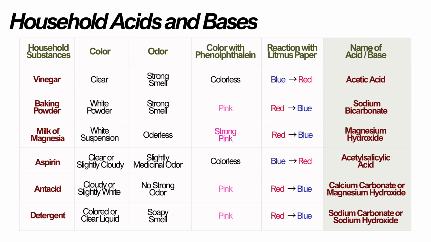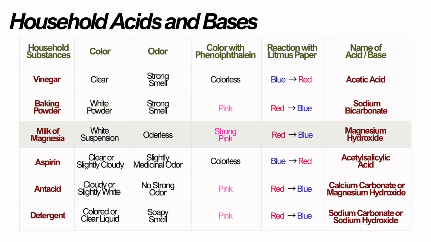So to start, vinegar. Its color is clear and it has a strong smell. When reacting with phenolphthalein, it is colorless. In reaction with litmus paper, the blue litmus paper turns red, and the name of the acid that is present is acetic acid. Next is the baking powder. It is a white powder which has a strong smell, and when reacting with phenolphthalein, it becomes pink, and with litmus paper, the red litmus paper turns blue, and it has sodium bicarbonate, which is a base.